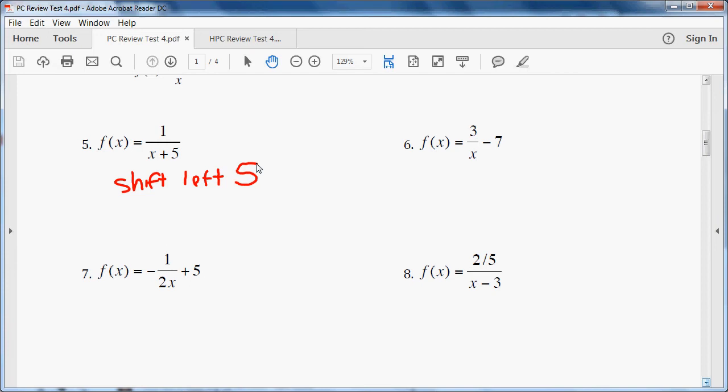Over on number 6, the 7 is being subtracted outside the denominator. So that tells us it is going to shift us down 7. And the 3 is on top. So it's not on the inside, it's on the outside of the denominator. So that's going to vertically stretch us.